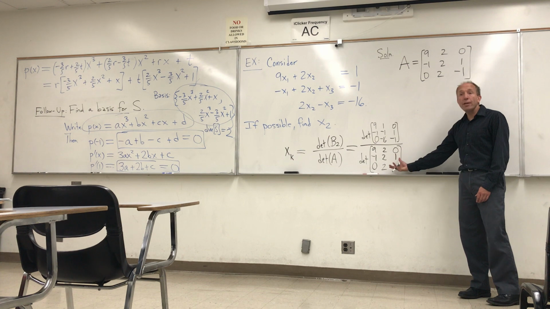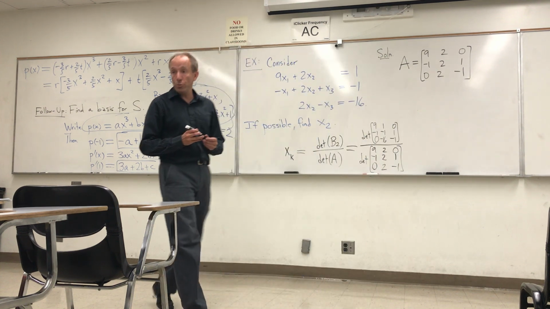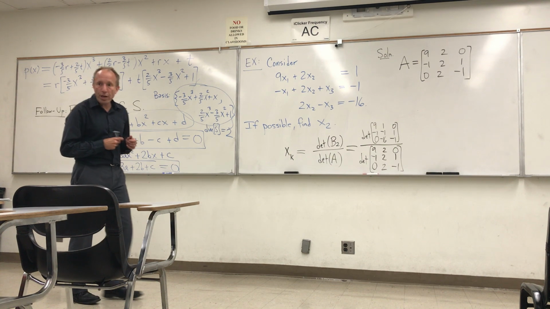If the denominator comes out to 0, it's just going to mean there's no solution here for x2. It's not going to be possible. So you have to kind of watch out for that as well.